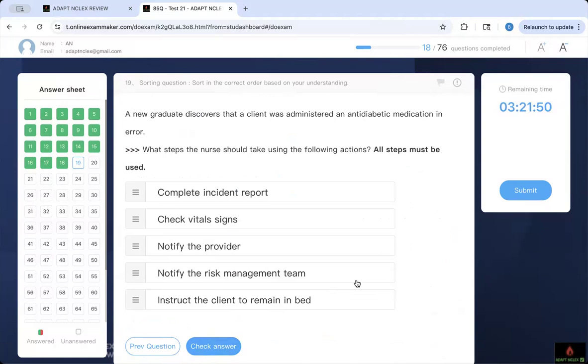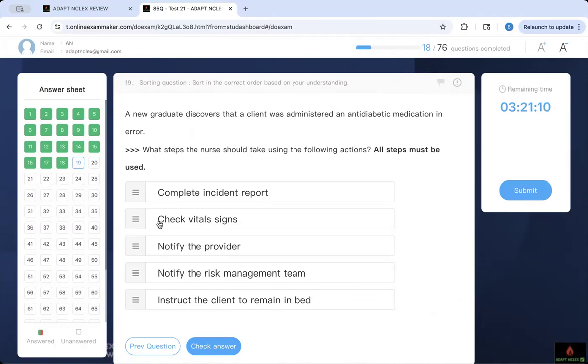A new graduate discovered that the client was administered an anti-diabetic medication in error. Wrong medication. The name of the medication does not matter. I give you wrong medication. What do I do? Do I complete an incident report, check vital signs, notify the provider, notify risk management, instruct the client to remain in bed? What do you think? I give you wrong medication. What steps would you take? This is a safety NCLEX question. You made a mistake. What are you going to do?